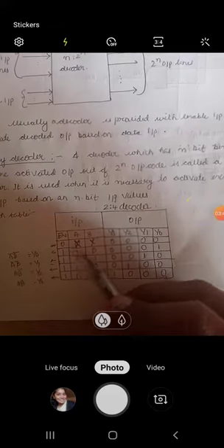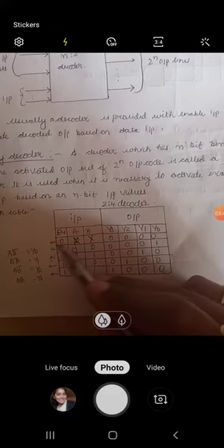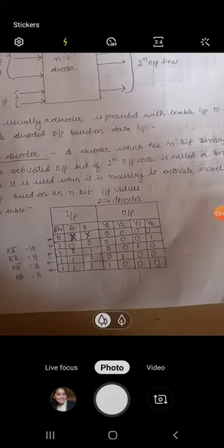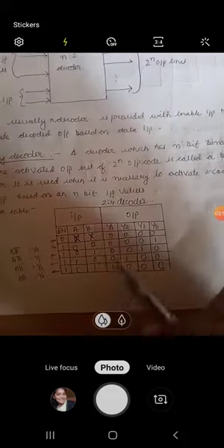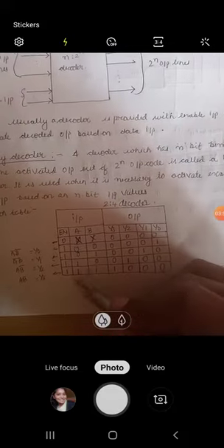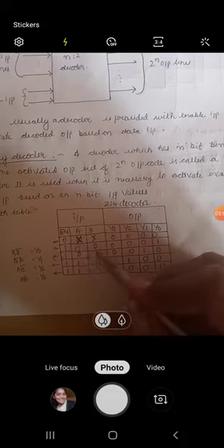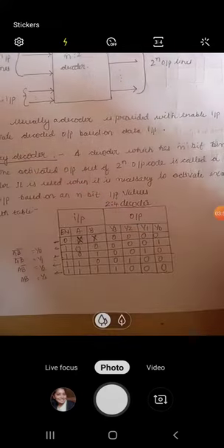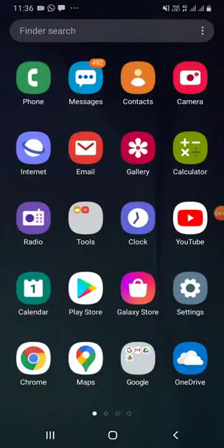When this is 0, you do not care what the other inputs are. Enable being 0 means none of the outputs will be active at that point. If enable is 1, then one of the outputs is 1. We will see which ones now. When enable is 0, all the outputs Y0, Y1, Y2 and Y3 are 0.